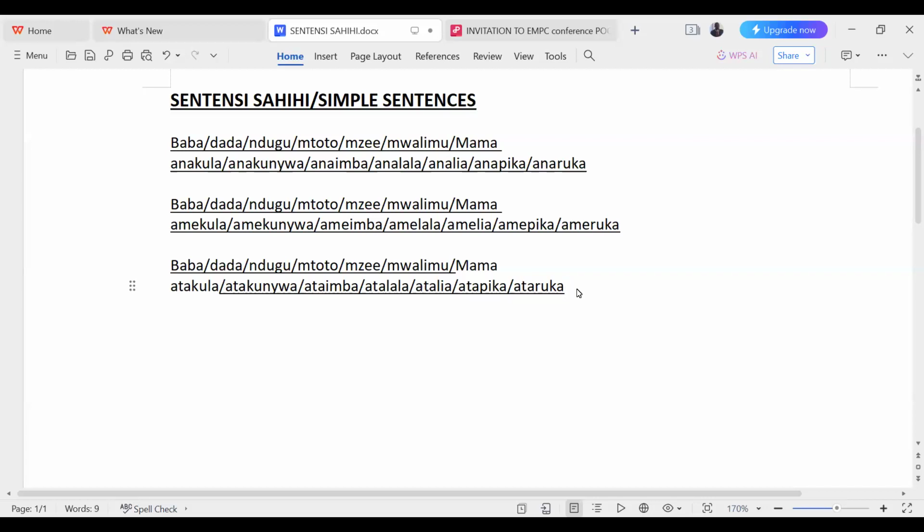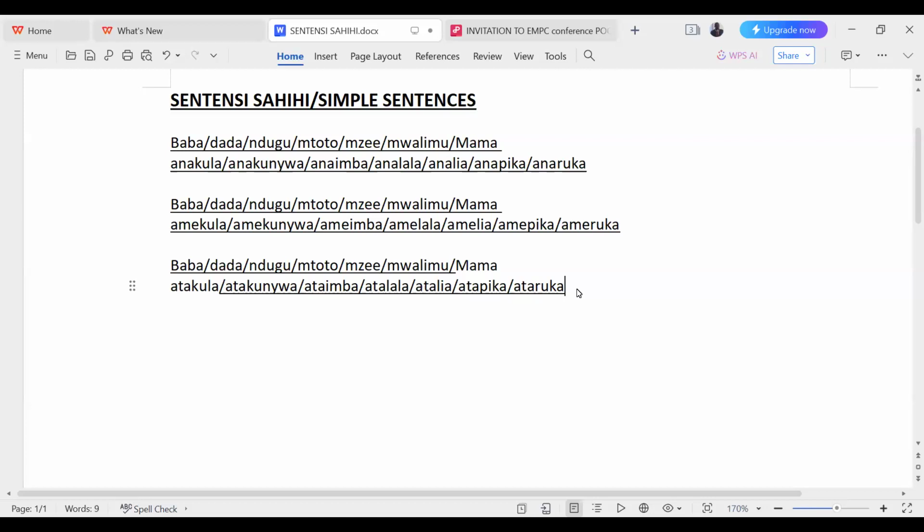We'll proceed with our studies, yes, but it's very important that you don't take longer without tying the nouns and the verbs we've learned to start making sentences. Because it's one thing to know a noun like baba or to know a verb like pika, but if you cannot combine them or bring them together to make a sentence, then it's not much progress in terms of studies. So today I want us to use our class to try construct some simple sentences, which is Sentensi Sahihi in Kiswahili, which is simple sentence.